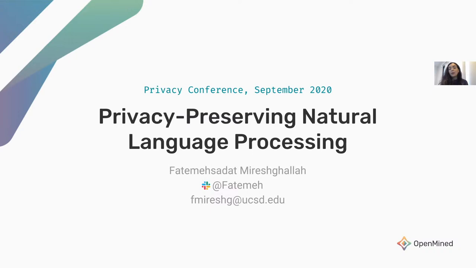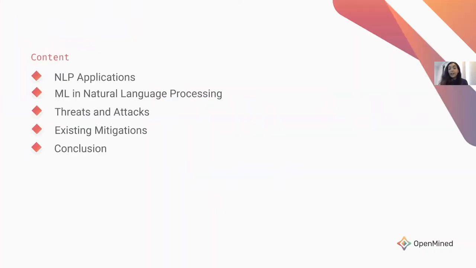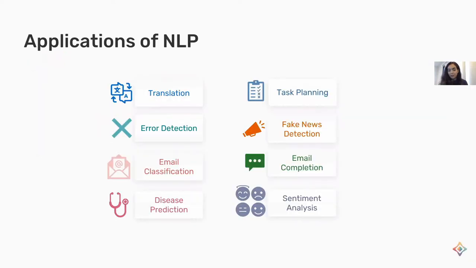Hi, everyone. I'm Fatima, and I'm a PhD student at UC San Diego and a research scientist at OpenMind. And I'm going to talk about privacy-preserving natural language processing with a focus on machine learning and deep learning applications. In this talk, I will first describe some of the many applications of natural language processing in our everyday lives, and then I will briefly go over the machine learning in NLP pipeline, the privacy threats, and the existing mitigations. I will then conclude the talk with the main takeaways.